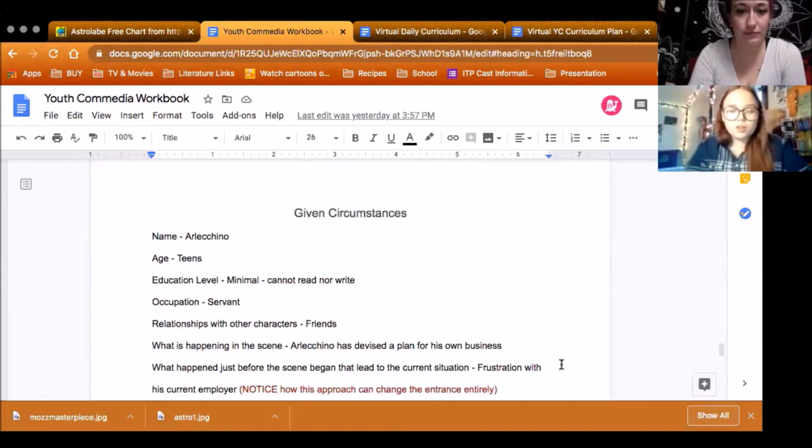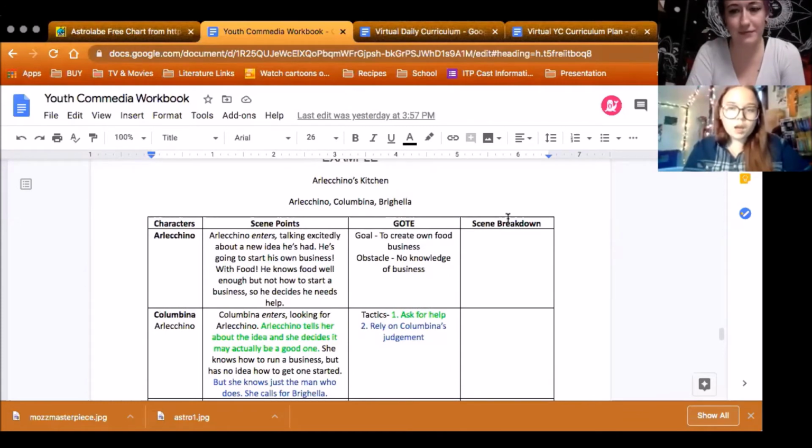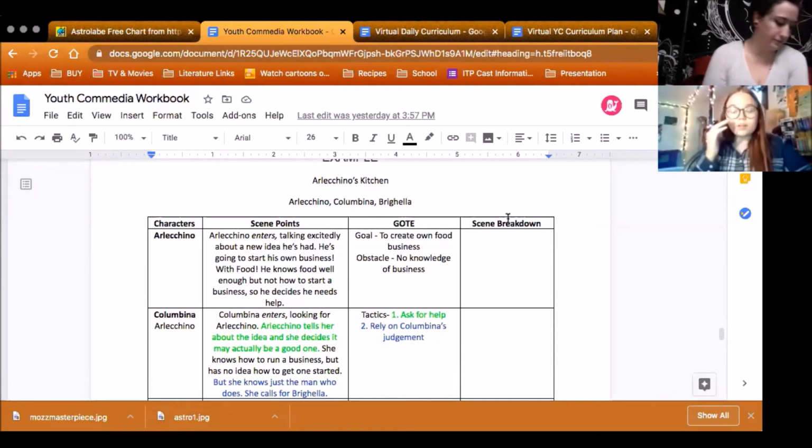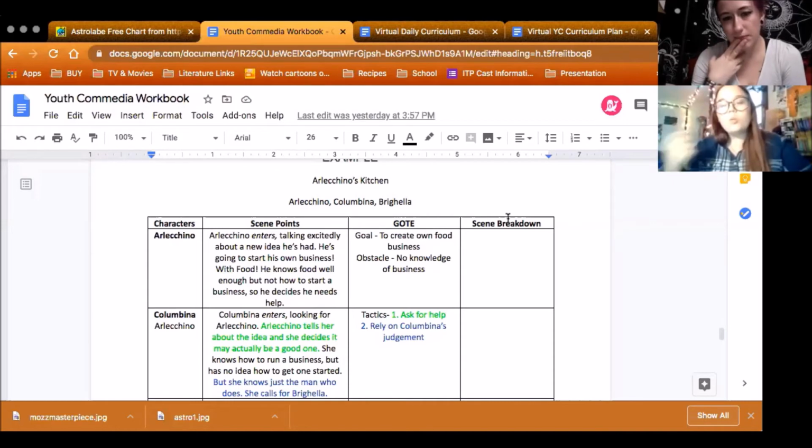So scene breakdowns. Do you want to go back to that thing? There we go. So the difference between the GOAT and the scene breakdown is that the only thing you're looking at in the scene breakdown is each step of the scene, if that makes sense. We refer to them as beats, B-E-A-T. So going through the scene, what you're looking at are the important points.